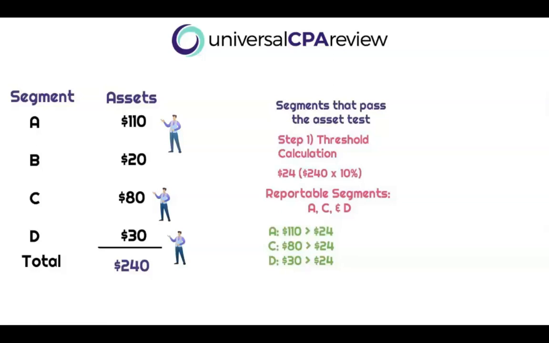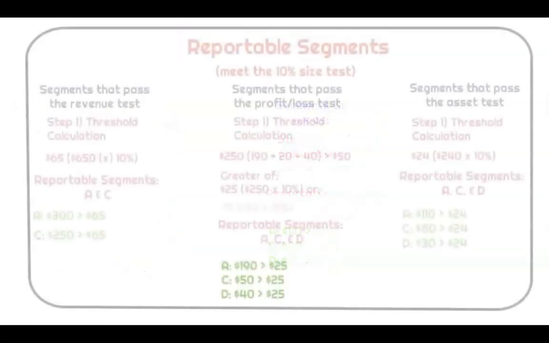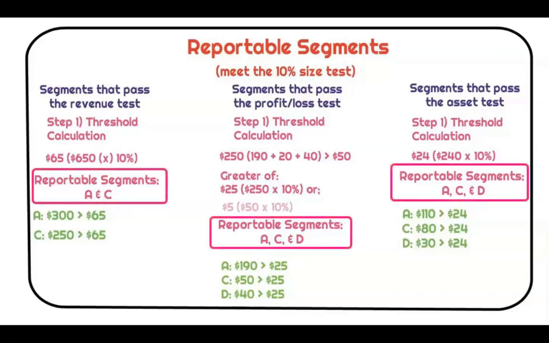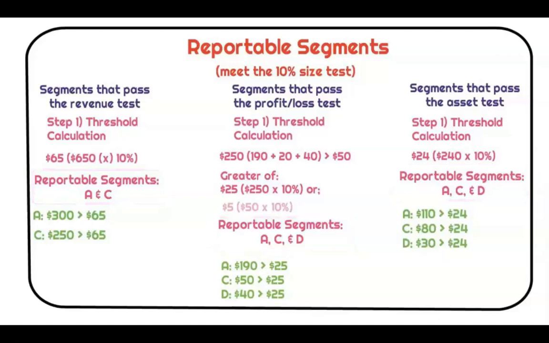We've now completed all 3 of our 10% tests. And we see that segments A, C, and D would all be considered reportable because they all meet at least one of these 3 tests. We see that segment A meets tests 1, 2, and 3. Segment C meets tests 1, 2, and 3. Segment D met tests 2 and 3. Whereas segment B didn't meet any of the 3 10% tests. So we now know that 3 of the 4 segments are going to be considered reportable.